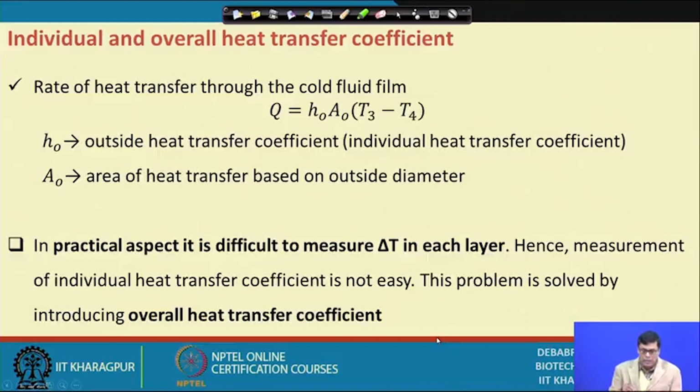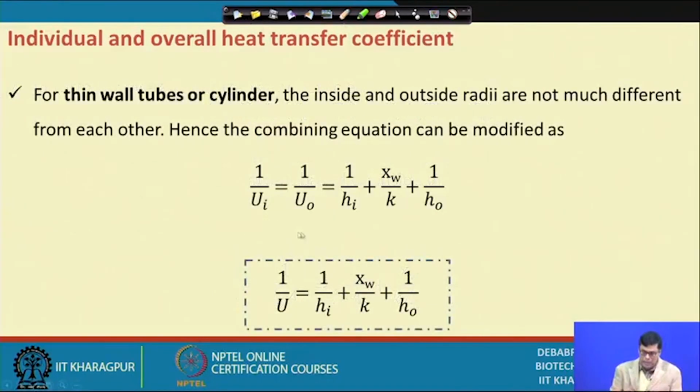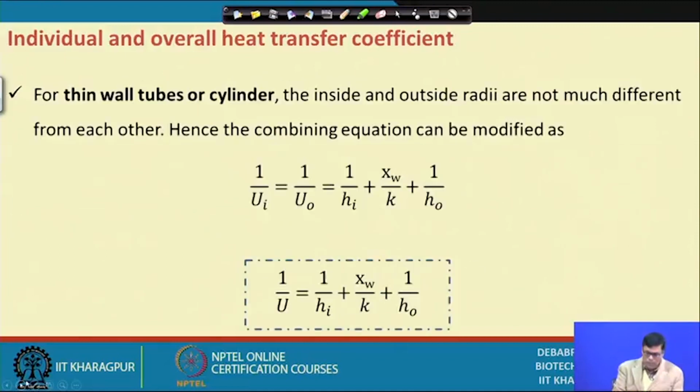And for the rate of heat for the cold fluid, we can write Q equal to Ho Ao into T3 minus T4. So, for the overall heat transfer, we have Q equal to Uo Ao into T1 minus T4. Now, you combine all the equations and we will get it in this form: 1 by Ui Ai equal to 1 by Uo Ao equal to this plus this plus this. This is the overall equation we will get, and from that we can derive this equation.